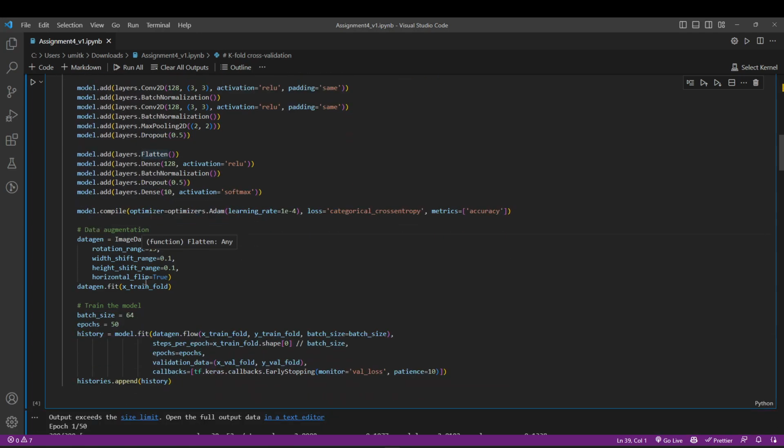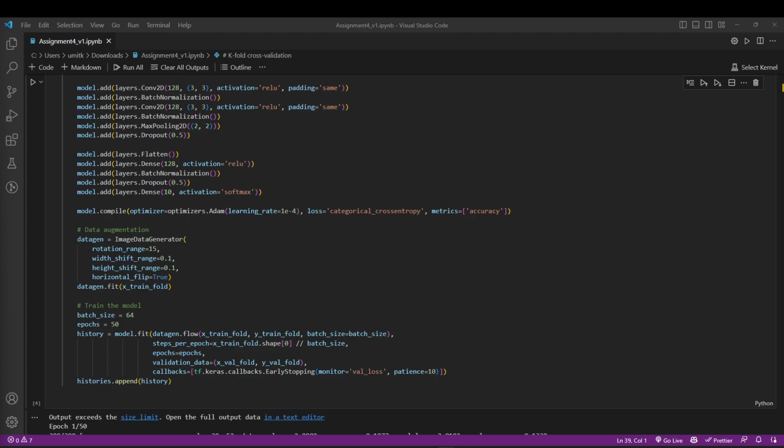And over here we have our data augmentation. The data augmentation is applied to the training images by using image data generator, and it helps improve the model's generalization by generating new training examples through random transformations, such as rotation, shifting in range, and flipping.